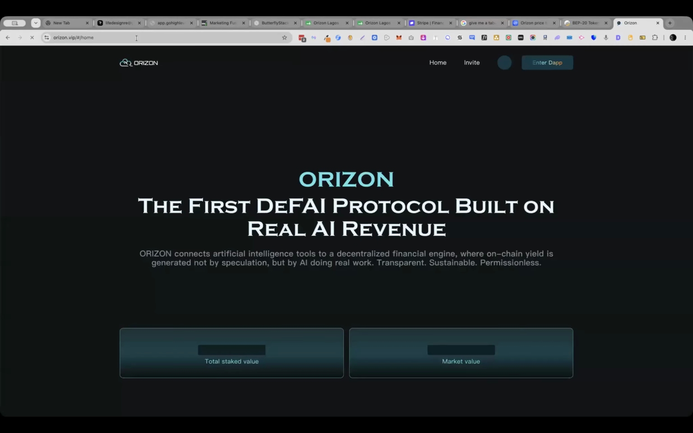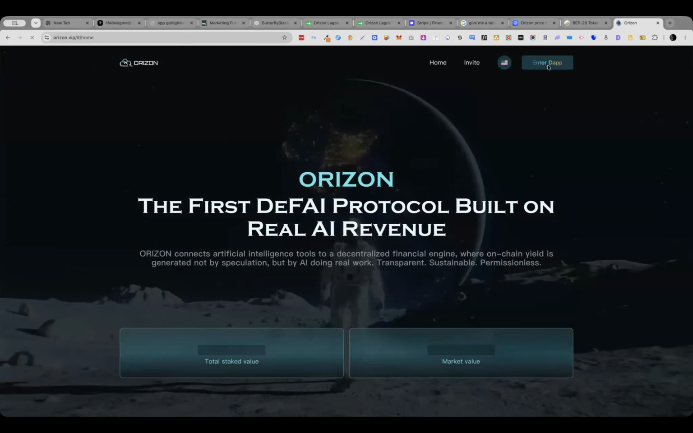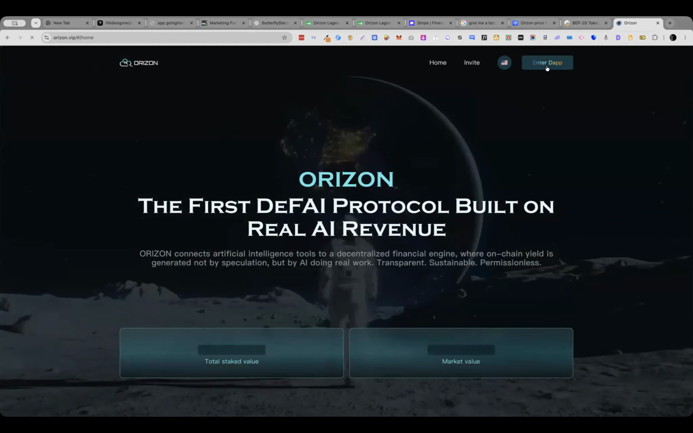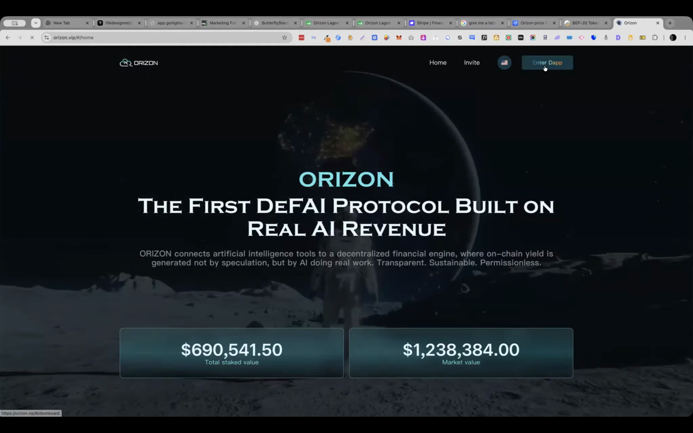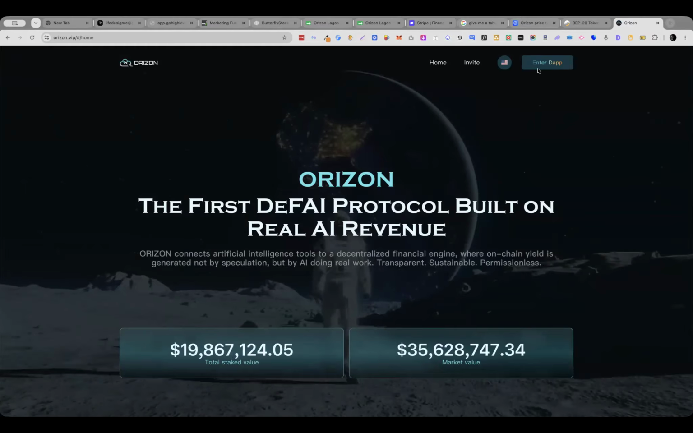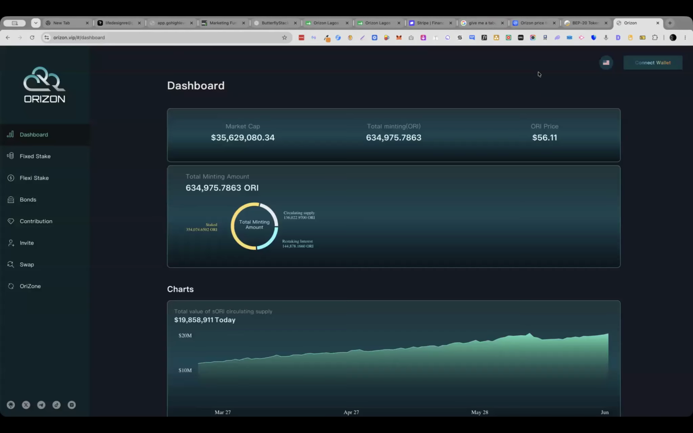So here's where the DApp, this is what the DApp looks like. And this is my last conversation here. So here, if you click on enter DApp, there's nothing like login. You click on enter DApp. When you enter DApp, it's going to ask you to connect your wallet, which we are not going to be able to look at now, but this is the DApp.